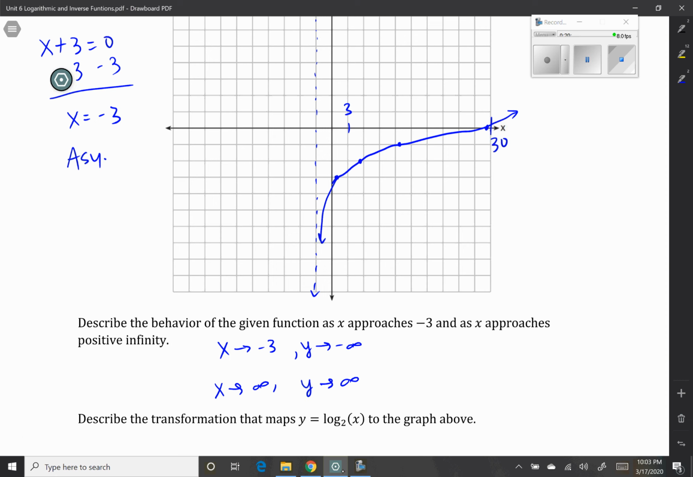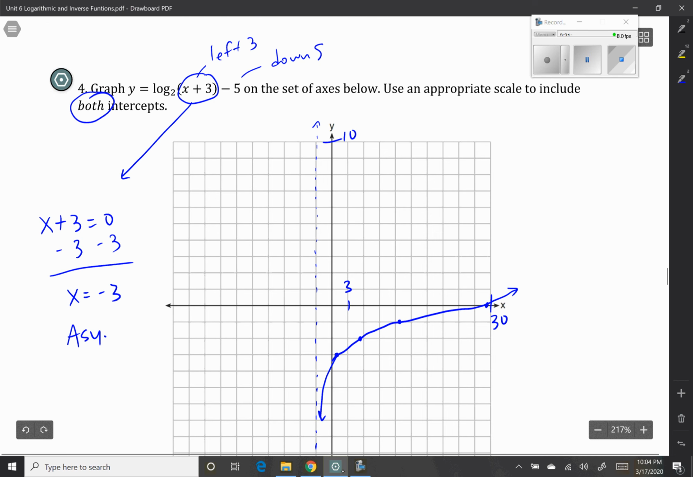Then it says describe the transformation that maps this logarithm onto the one that's given, right? So this maps this onto the above graph. So that's using all the regular transformation rules that we've done throughout the entire school year, right? We did these with polynomial graphs. We then did them with parabolas. We did them with sine and cosine graphs. Now we're doing them with logarithms. Same thing. And we already identified them. It's left 3, down 5.